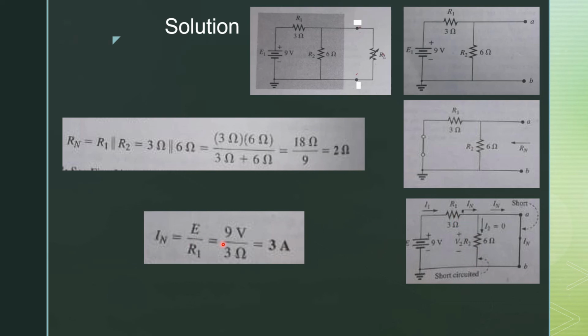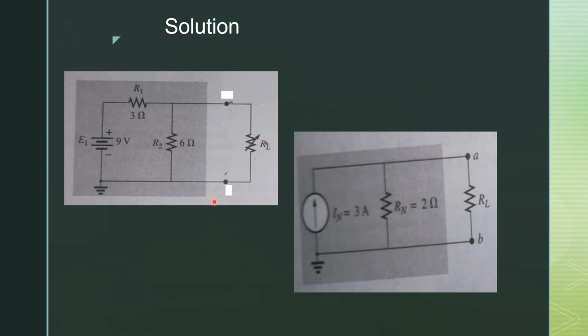When we substitute the values into the relation, we get I Norton, which is equal to 3 amperes. Now we have R Norton and I Norton. We can find the Norton equivalent circuit for that shaded region. So this is basically the Norton equivalent for that particular circuit. We have a current source with the value of 3 ampere and the parallel resistance Rn, which is equal to 2 ohm. Place your load resistor to its original position.